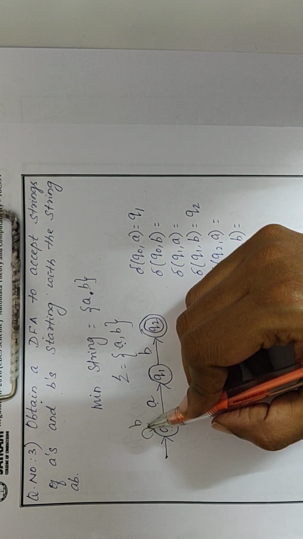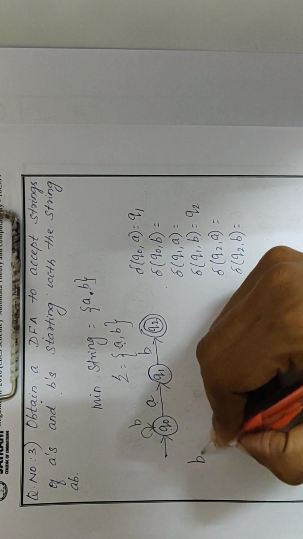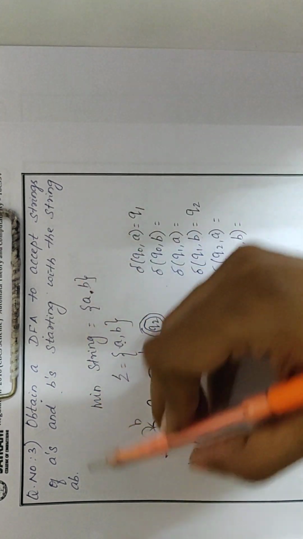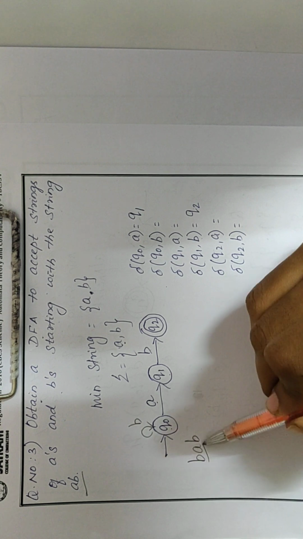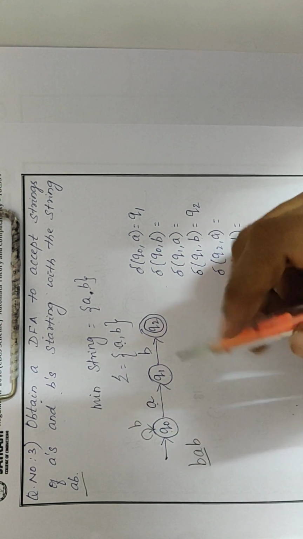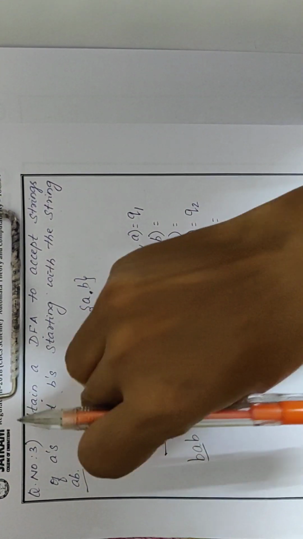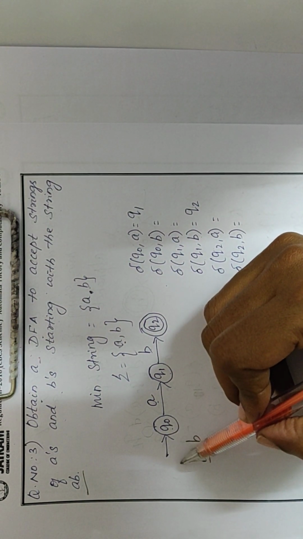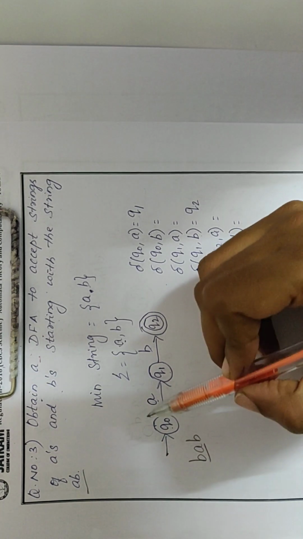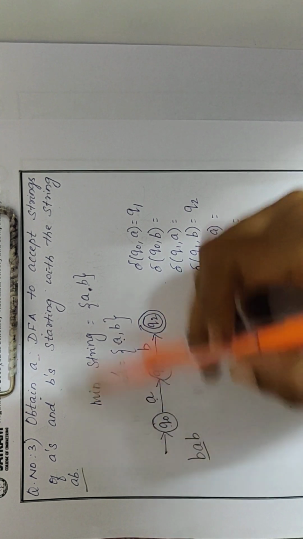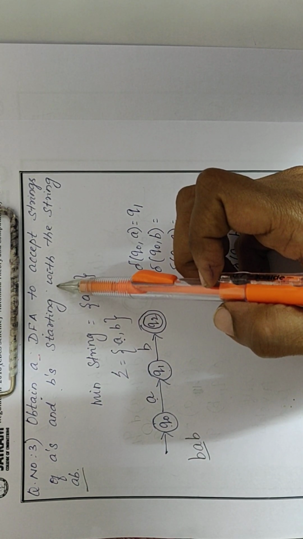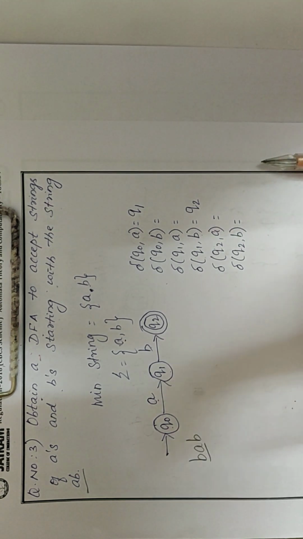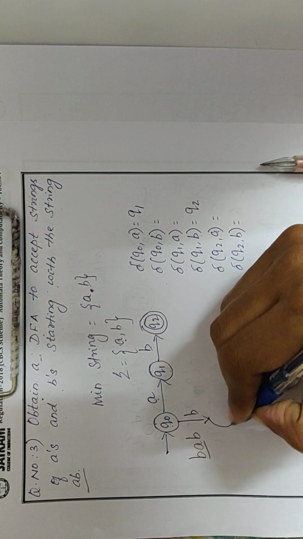I will write my string starting from the start state: B, A, B. But what is the condition? My string should start with AB. Now check your string, it is starting with BA. It is not starting with AB. So this marking is wrong. I'll erase it. I don't have any previous states. So what is the meaning? My string cannot start with B. To satisfy the condition of starting with AB, it should start with A only. It cannot start with B. So what I'll do is move this B to the dead state.